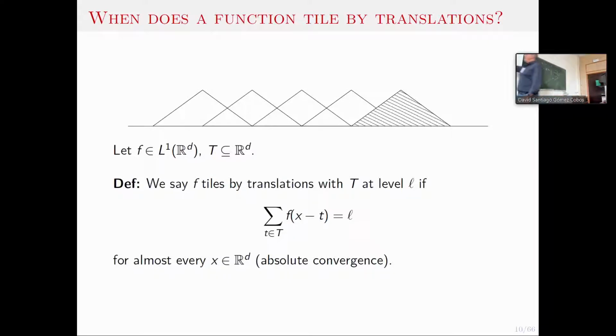So previously, we had an indicator function here in place of f. Just put anything. Take any function f and translate it around where the locations of capital T. Add them up. If you get a constant almost everywhere, we call this a tiling. And we'll say that f tiles with T at level L. And we demand some absolute convergence. Usually this function f will be non-negative, so there's no question about the convergence. Okay.